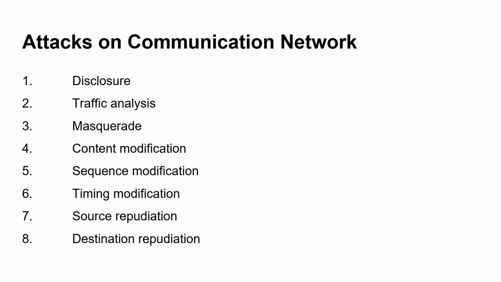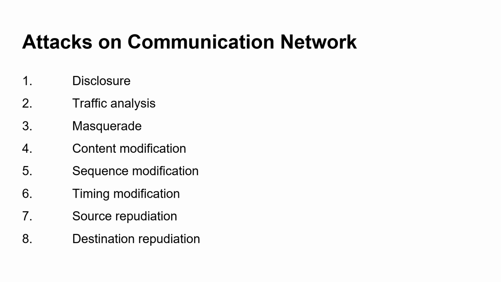The third one is masquerading. Masquerading means forging an identity: forging the identity of another user is said to be masquerading. Content modification is when whatever text or data has been sent between two end parties is modified by third parties, compromising the security. The fifth one is sequence modification, altering the sequence of the messages. Timing modification is delaying the message by creating a false congestion over the network.